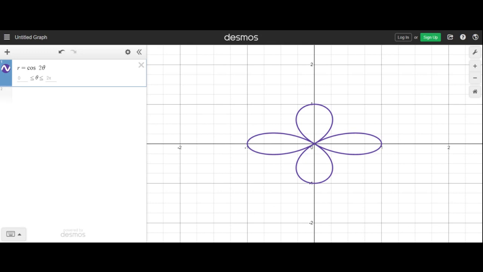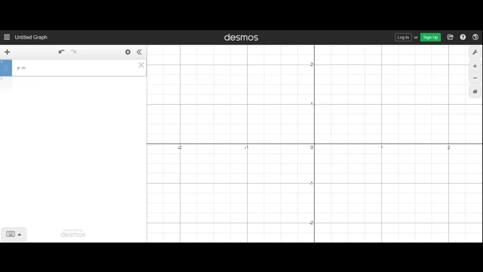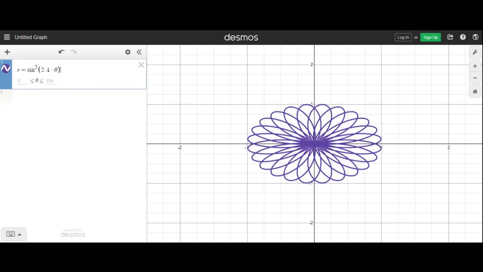I'm going to do this one. Watch this. I'm going to do sine squared of 2.4 times theta. Whoops. I'm actually trying this for the first time, class. So let's see if it works. It's kind of like WebAssign, I think, how you type things in WebAssign. How about that, huh?